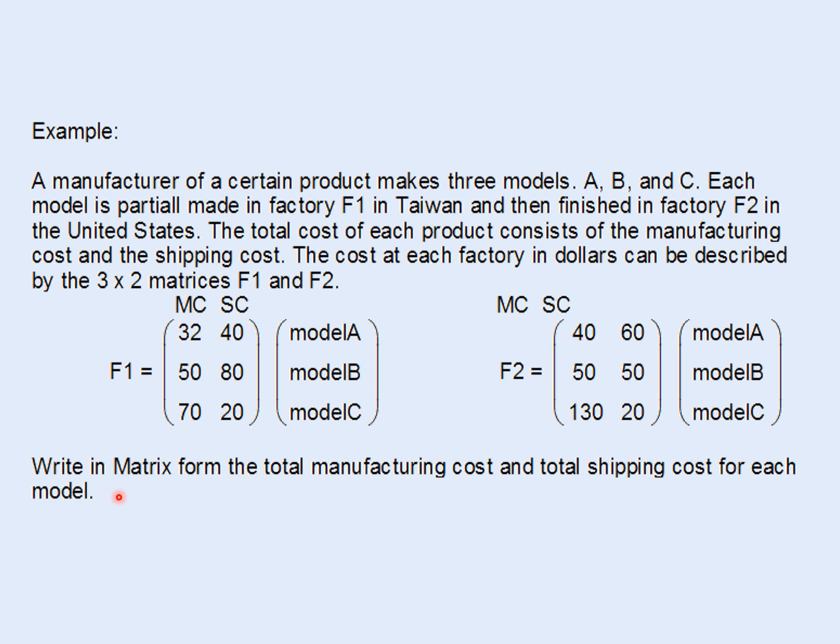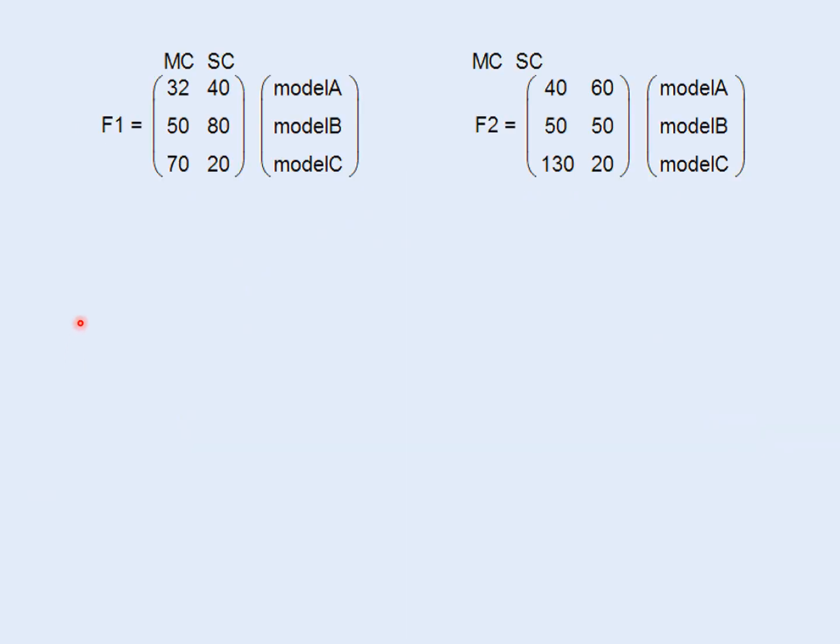So we write, in matrix form, the total manufacturing cost and total shipping cost for each model. In other words, we simply have to add the manufacturing cost and the shipping cost for models A, B, and C for both factories F1 and F2. So what we do is we simply get the sum of F1 and F2.